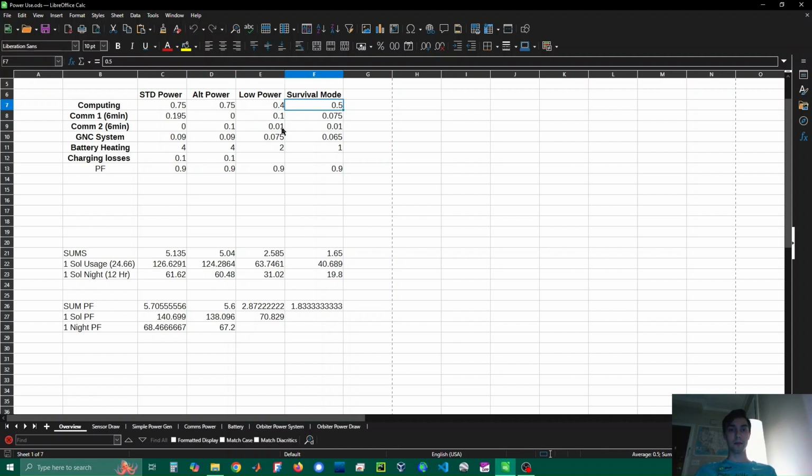Survival mode, you might see that it's actually higher in computing, and that's actually to heat up the CPU on the computer a little bit more, because we have decreased that heating again by half. So again, these are just lower values. So we can see instantaneous, we can expect about 5.2 watts, 5 watts, 2.6 watts, and 1.6 watts in each of the respective modes. So not that big of a power draw.